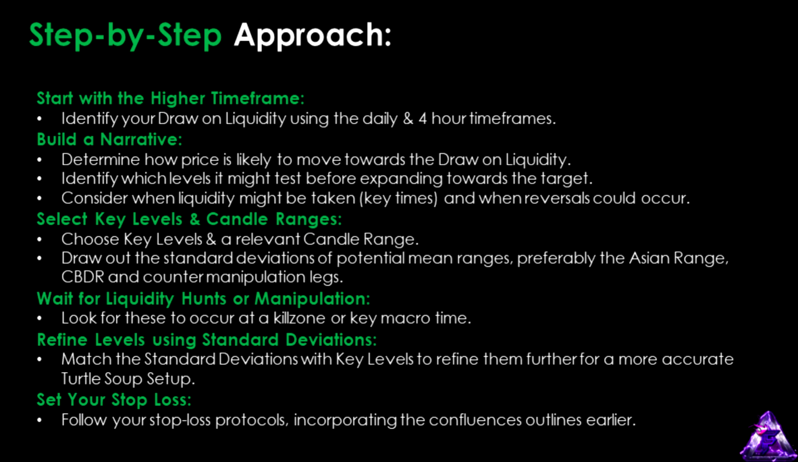The third step is to select key levels and candle ranges. Identify relevant key levels and price ranges that align with the draw on liquidity and the narrative that you've developed. Draw out standard deviation levels based on potential mean ranges, such as the Asian range or CBDR, and ensure they align with your turtle soup entries.